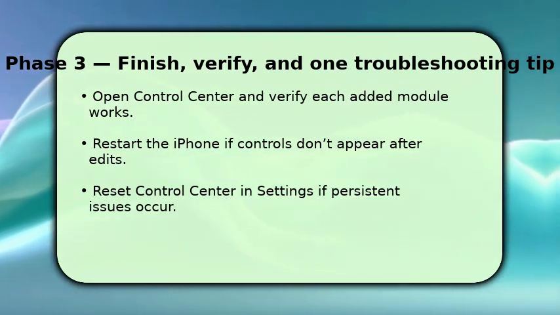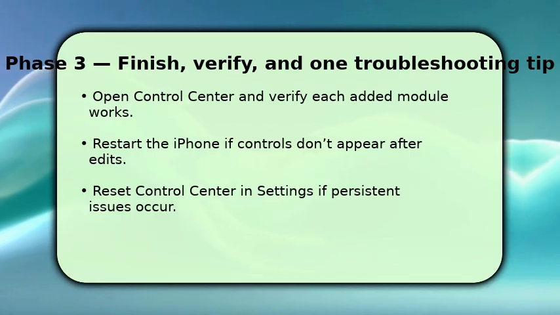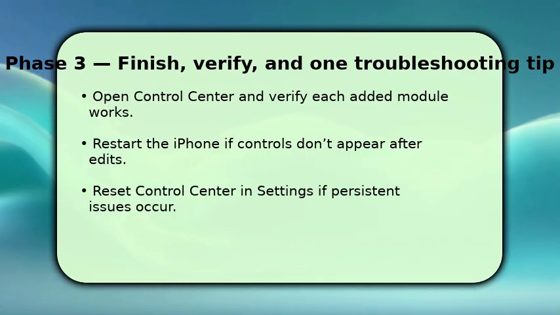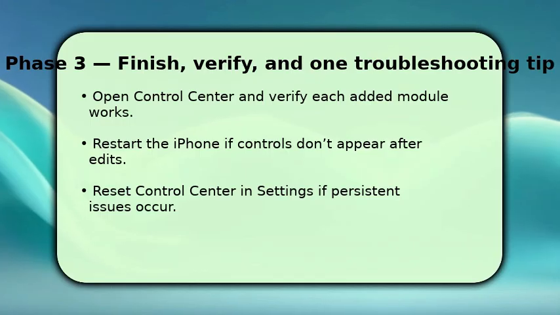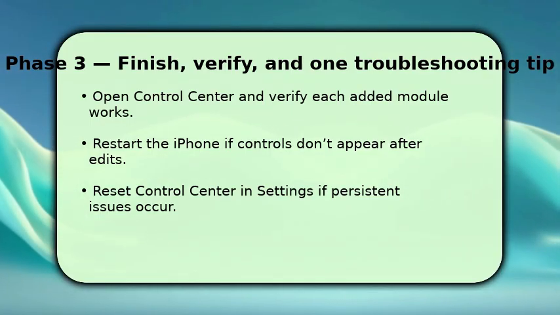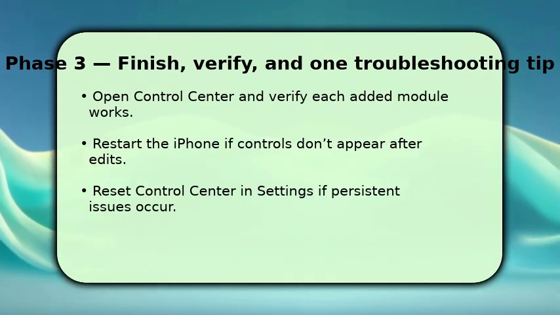If a newly added control does not show, restart the iPhone first, because temporary glitches often clear with a reboot. If problems persist, go back to Settings Control Center and remove, then re-add the item, or reset settings as a last resort. This resets layout without deleting your data. One troubleshooting tip: check for iOS updates, since software fixes.